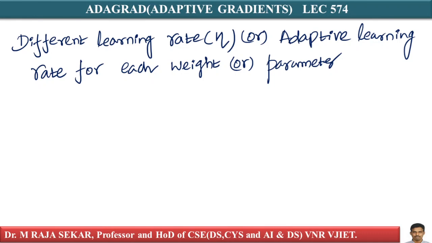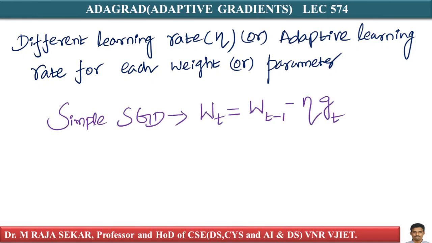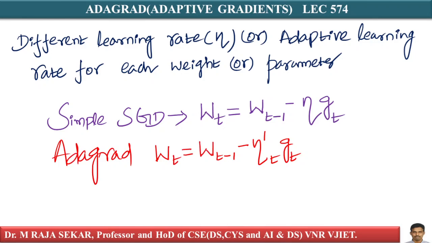So let's start with simple SGD. How does simple SGD look? Just try to recall. Your W at time t is equal to W at t minus 1 minus eta into g_t. This is your simple SGD. Now with Adagrad, what we'll do here is, we will say, in the case of Adagrad, your W_t equals W_t minus 1 minus eta dash of t into g_t.